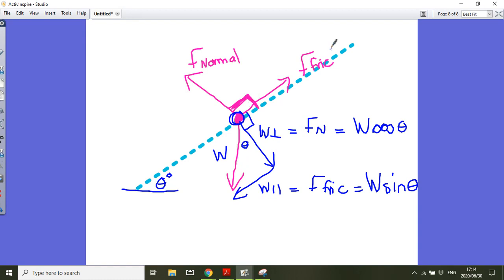If the object is accelerating upwards, then friction isn't equal to weight parallel. Then you need to go and work out other calculations, and that's where we get to Newton. So that is it for the vectors chapter.